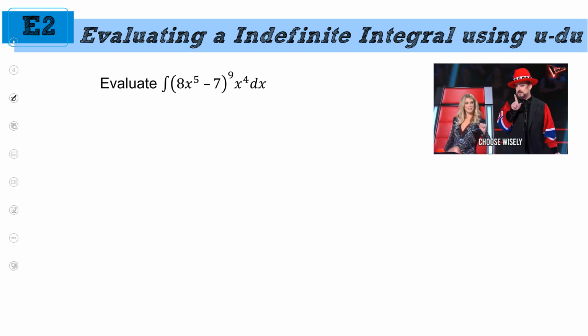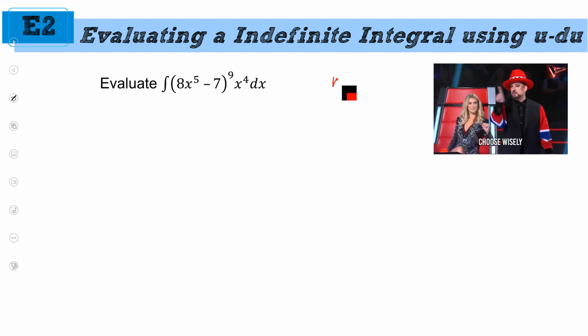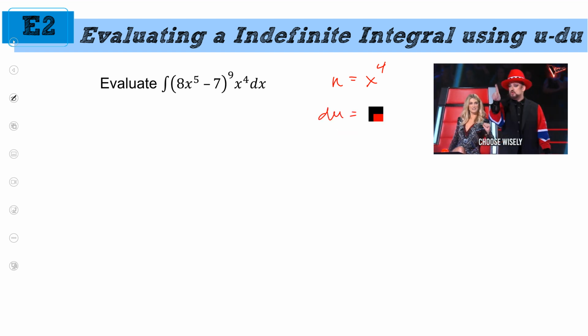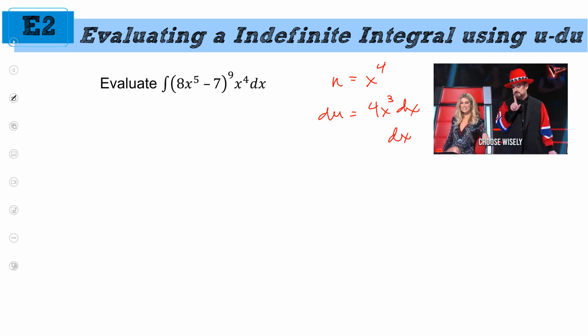Great call. Don't write this down, just watch. Abby has no clue what she's doing, and she has chosen u being equal to x to the fourth, which, by the way, is wrong, which is why I don't want you to write it down, but I want to show you what it looks like when you choose poorly. So, step 1, pick a u. Step 2, take the derivative. du is equal to 4x cubed dx. Step 3, solve for dx.